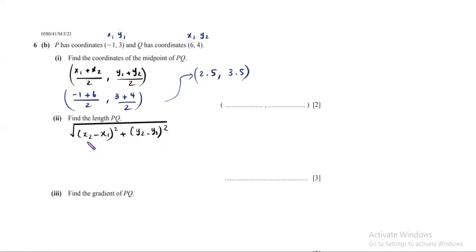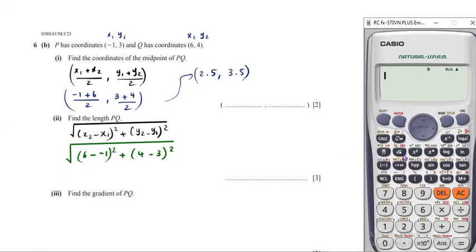So x2 is equal to 6, so I have 6 minus -1, squared, plus y2 is equal to 4, 4 minus 3, squared. I need to square them, add them together, and then square root it, or directly I can put this in the calculator and see what I get as the answer. So I'm going to put this in the calculator.